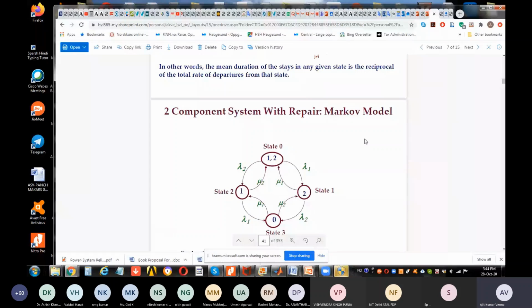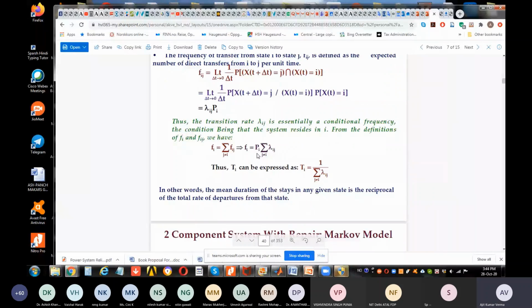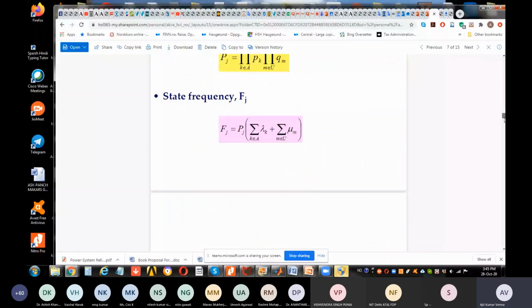You see, frequency is the sum of the departure rates multiplied by the state probability. The frequency of encountering state i is the probability of being in state i multiplied by the sum of the departure rates. Okay, so that's what it is. And therefore, we are trying to find out the frequency of encountering these states.